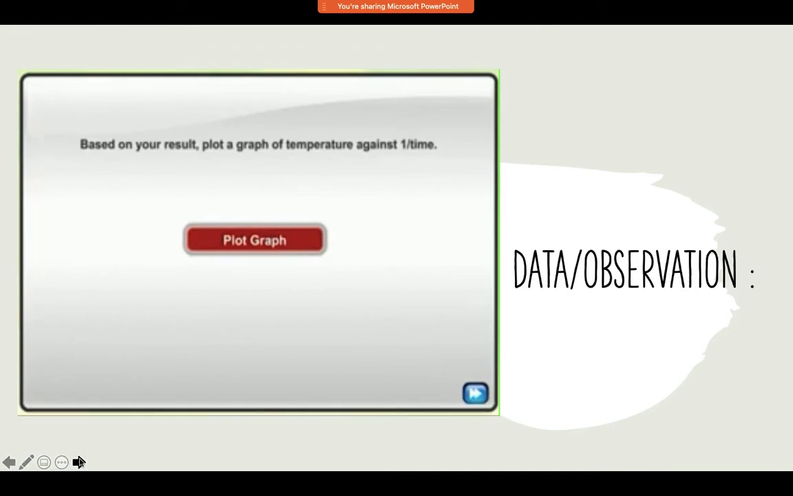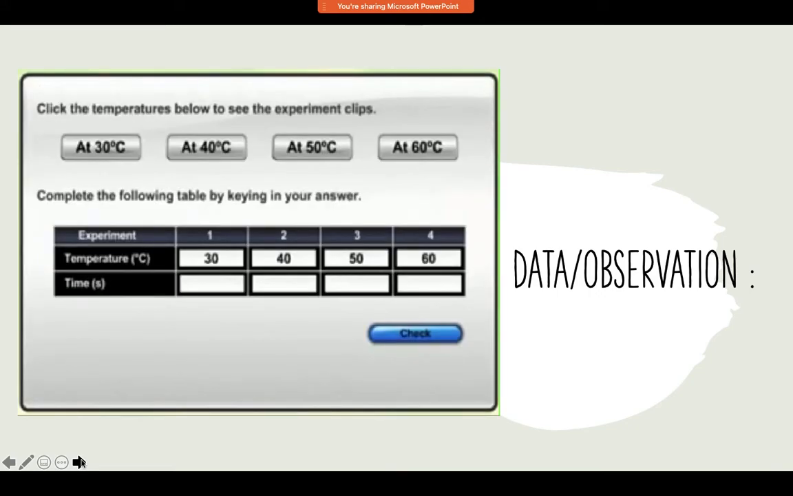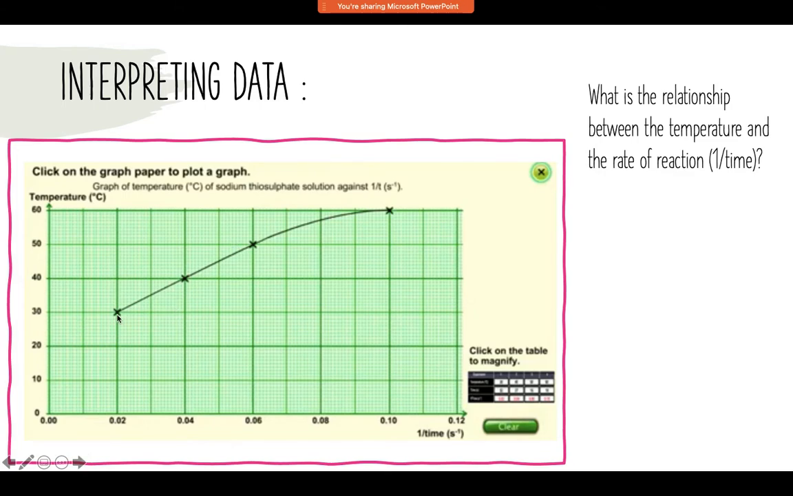Okay, dia minta kita buat graph. Okay, dah siap dah graph kita. So our graph is the temperature of the reaction mixture against 1 over time. So kita tengok tadi relationship dia, when temperature increases, 1 over time also increases, right? So bila kita plotkan dapat macam ni lah. Dapat a straight line graph directly proportional.